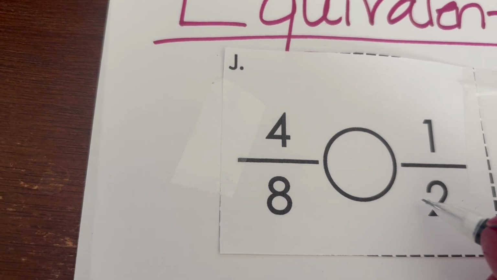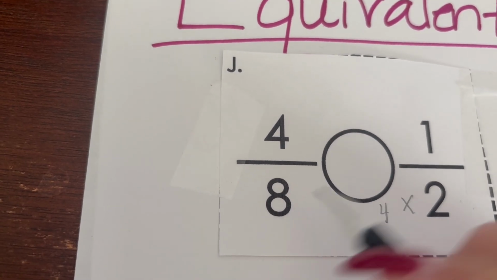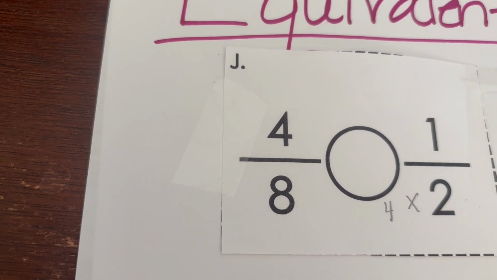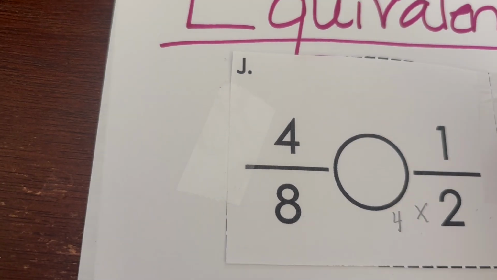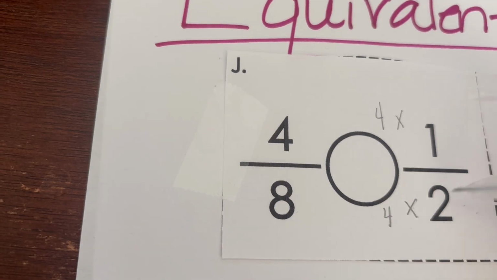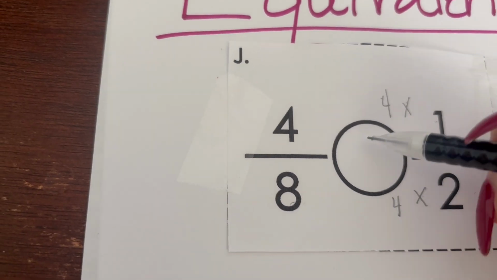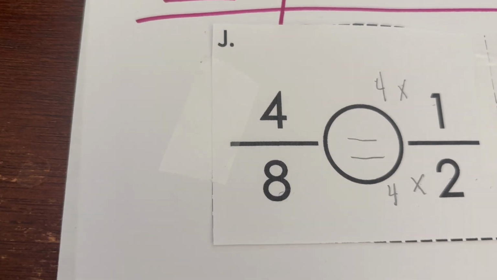So I can do 2 times 4 is 8. Now whatever I do to the bottom, I must do to the top. So if I do times 4 here, I have to do times 4 here. So 2 times 4 is 8. Is 1 times 4 4? Yes, so that means that these are equivalent.